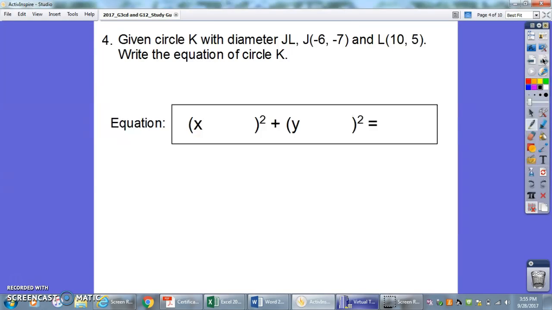Next, number 4. Given circle K with diameter JL, the points of the JL, what is the equation of circle K? Or write the equation of circle K. Great. Now this one is a good question, and you do have this on your test. So we have to figure out the center, alright, so we know what to write here, and we're going to need to know the length of the radius, which goes here, okay, the radius squared. Alright, so we need to get our points plotted. We're going to plot these 2 points on our graph paper.